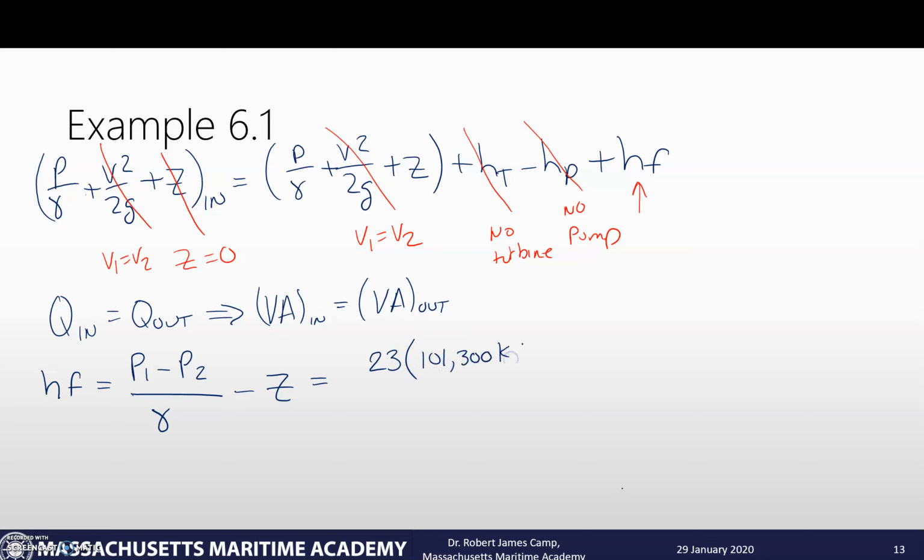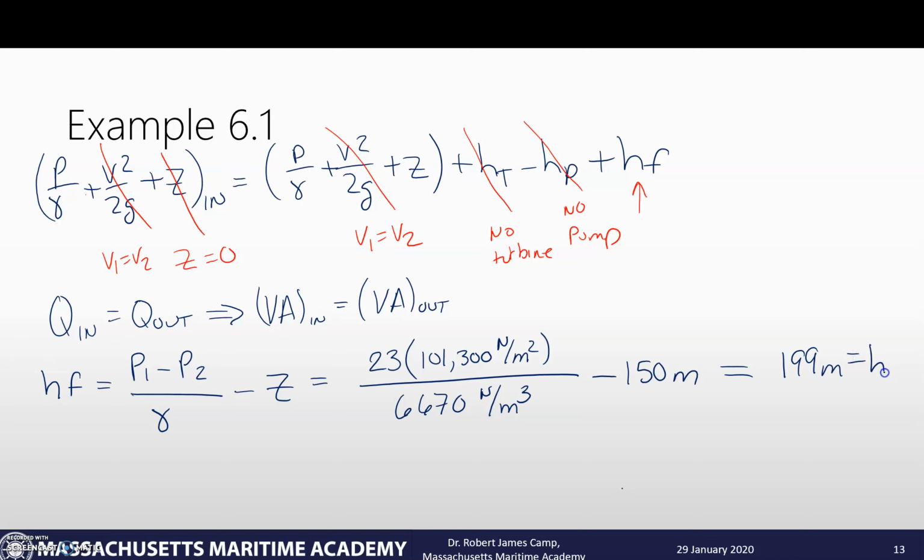So I've got 23 times 101,300 pascals, or newtons per meter squared. We're going to divide that by the specific weight of the gasoline, 6,670 newtons per cubic meter. And then we're going to subtract from that 150 meters. If we do that, we will calculate the head of friction to be 199 meters. So that's how much frictional loss we have in the system as it's going along.